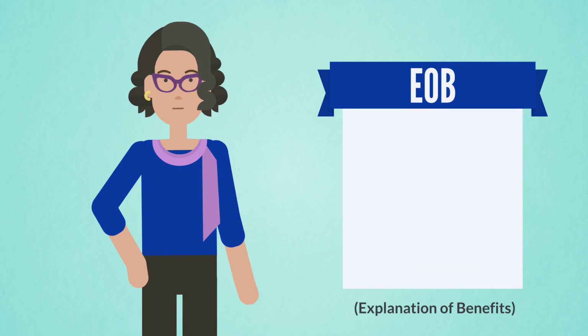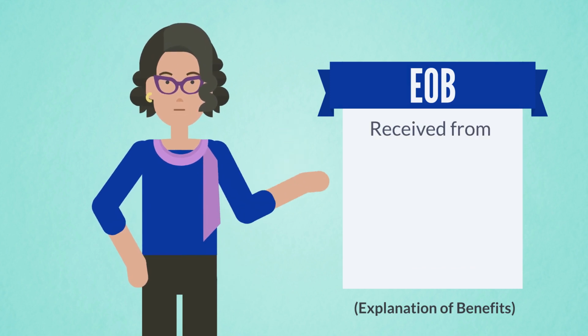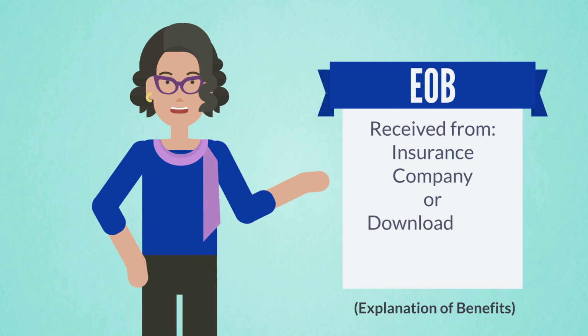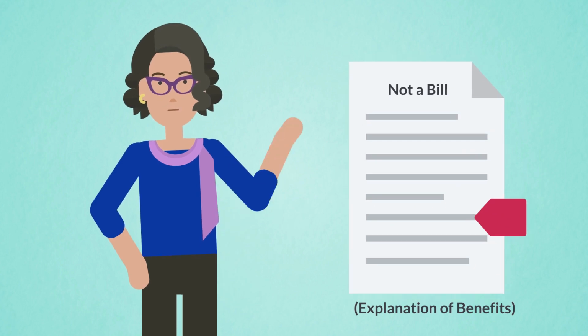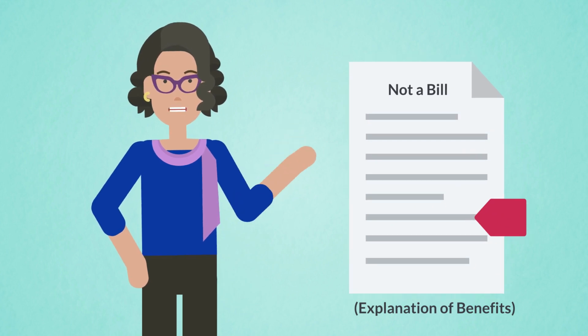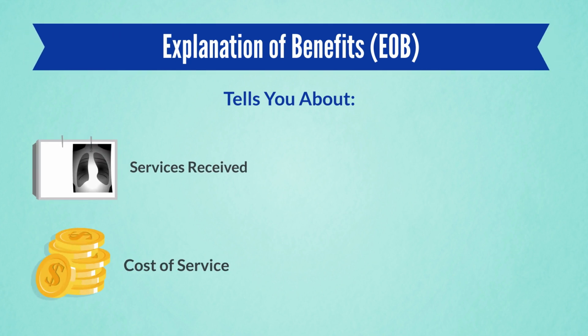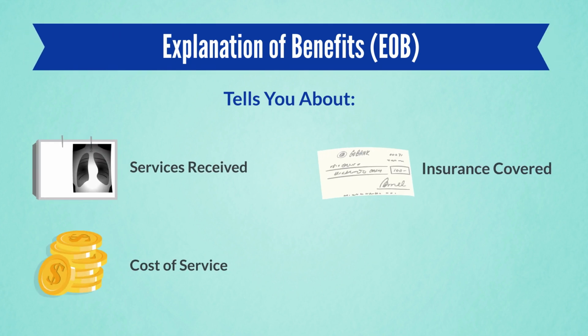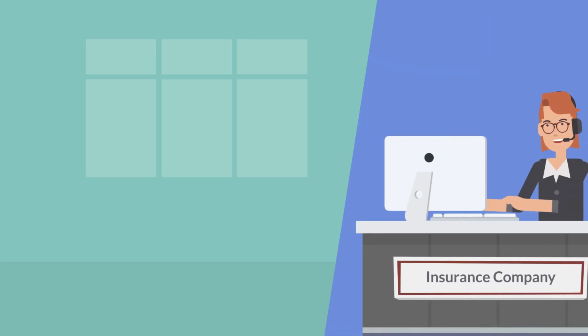Let's begin with the explanation of benefits, or EOB. This is a statement you'll receive from your insurance company or find under your account on your insurance company's website. Even though it says it is not a bill, it is still important. The EOB tells you about the services you received, how much they cost, what your insurance covers, and if you owe any money. Here's how it works.